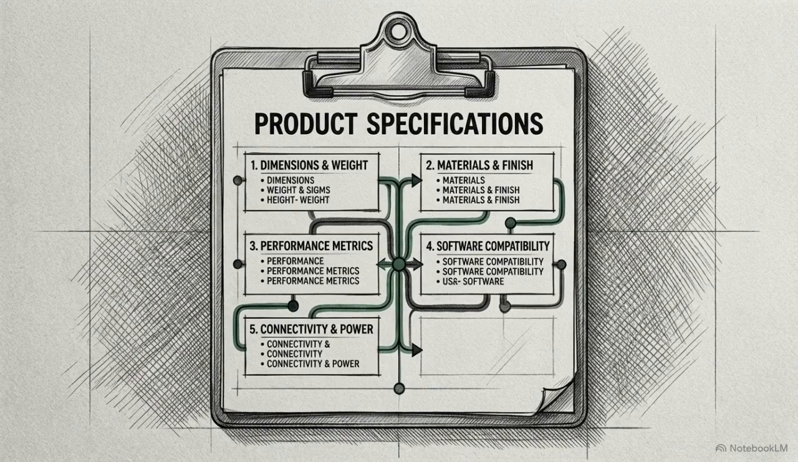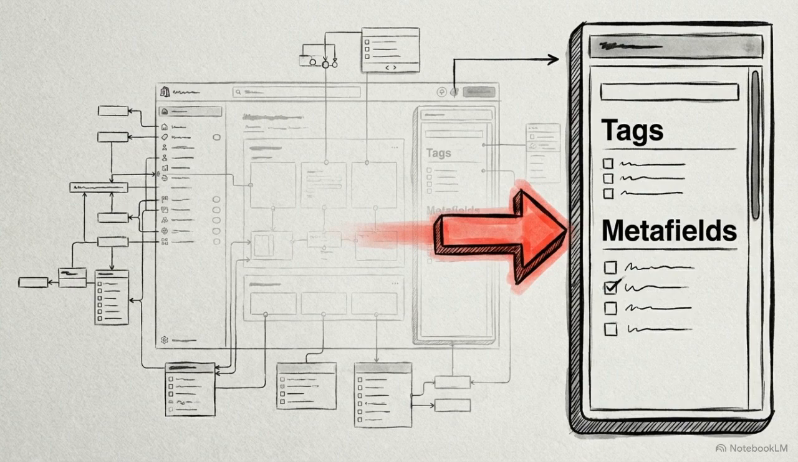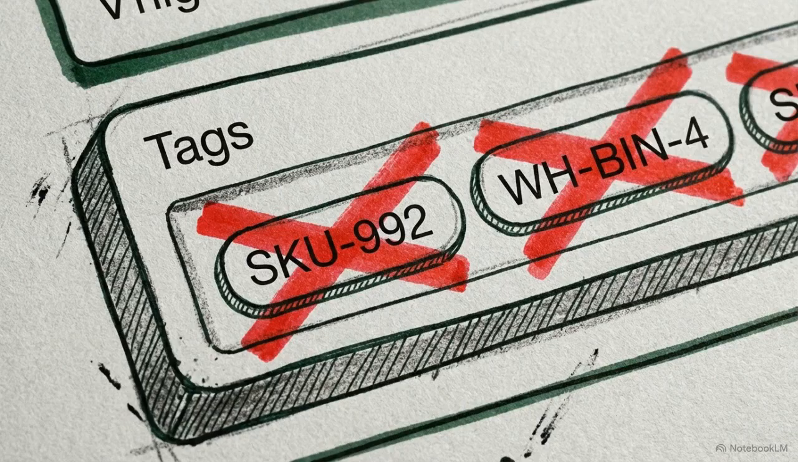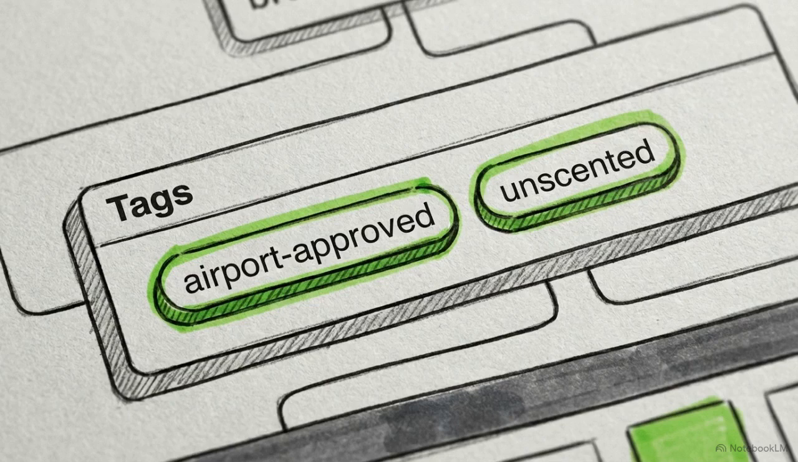Step 3 moves us away from the main text block and into the less visible components of your listing, located in the right-hand sidebar. Start with your tags. To help an agent find your product, tags should be descriptive use case identifiers rather than internal codes. Use terms like travel-friendly, fragrance-free, or gift for him.